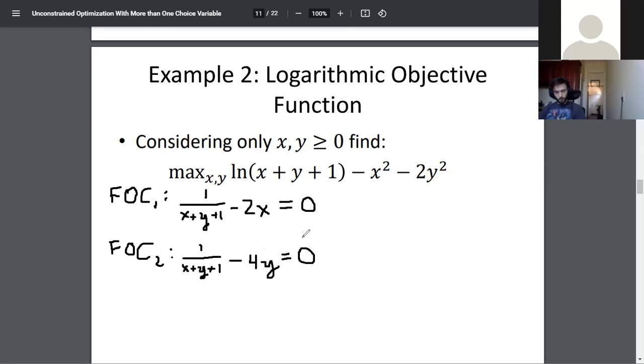It's a maximization problem. I'm looking for the x and the y that maximize this function. I'm looking for the x and the y that will maximize that function. How do I find it? Find x from the second first order condition.